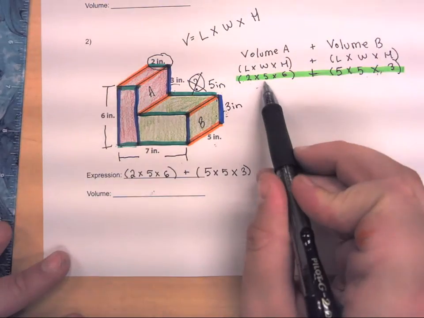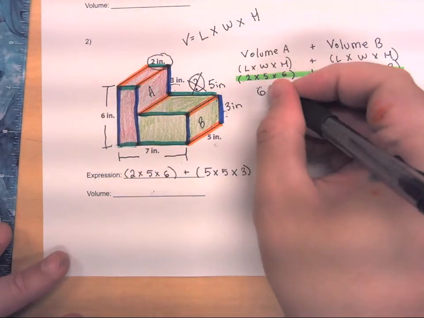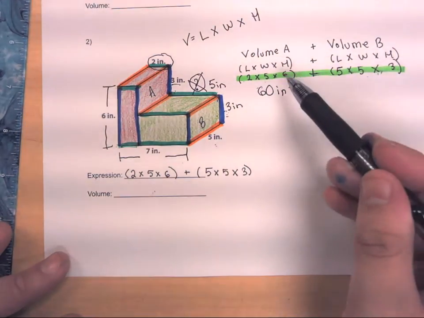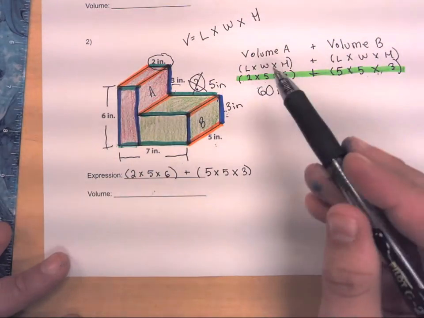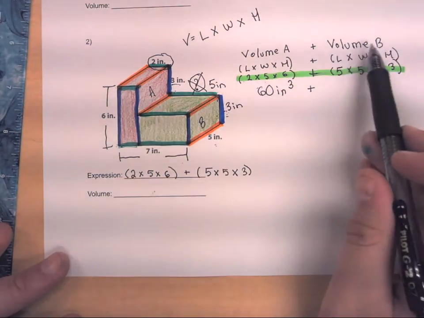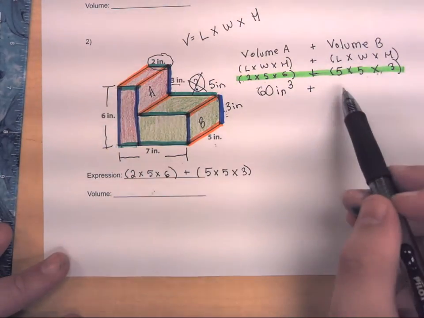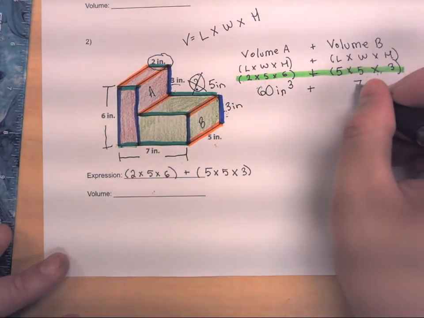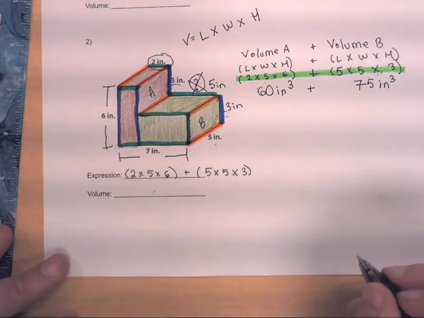So I know 2 multiplied by 5 is 10. When I multiply that 10 by 6, I have 60 cubic inches. And this exponent 3 reminds us that these units are, in fact, cubic units because we're talking about volume. Evaluating the expression for volume B, I know that 5 multiplied by 5 is 25. And I know 25 multiplied by 3 is 75. And again, that's 75 cubic inches.